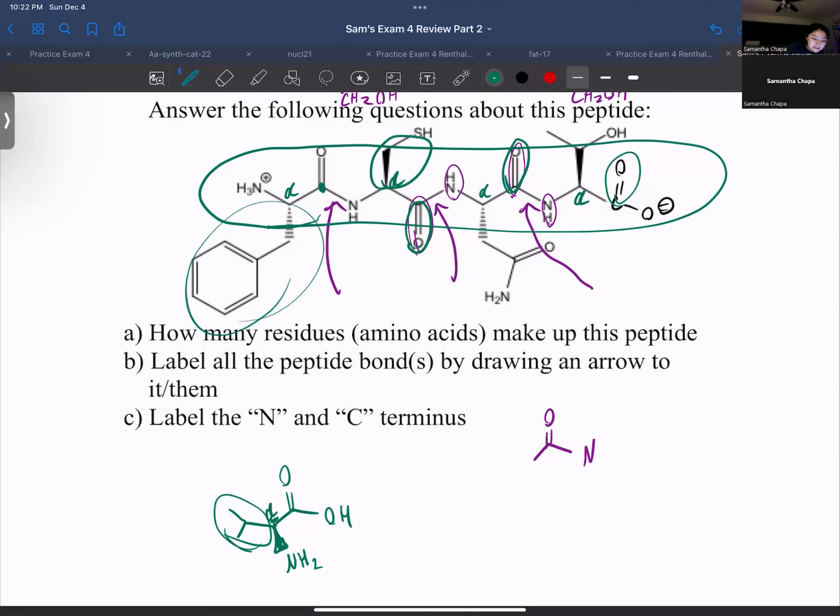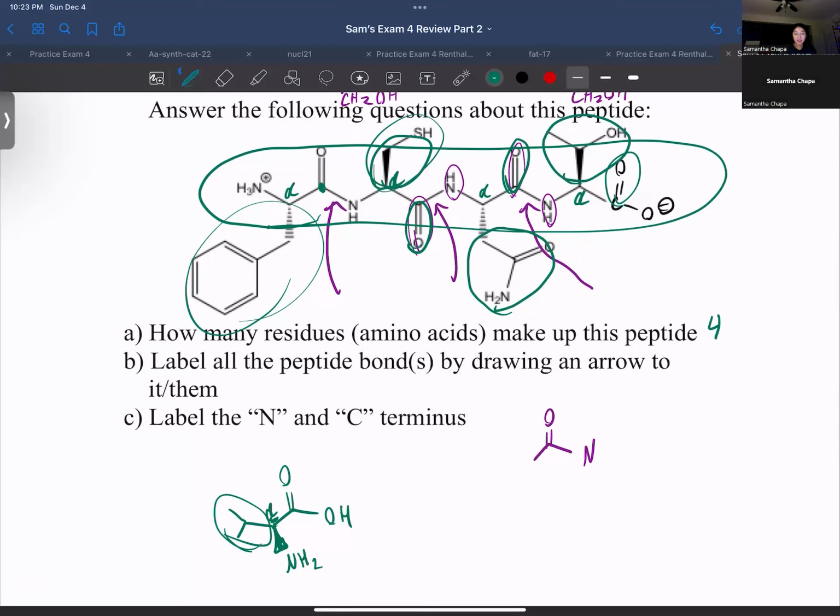It's phenylalanine, cysteine, asparagine, and threonine. So that's 4 different amino acids. And so I'm going to put 4 of them, make it up. And you don't need to memorize the amino acids for this class. So then just do that little strategy. Check out all of your alpha carbons and then answer. That's it. For letter C, label N and C terminus.